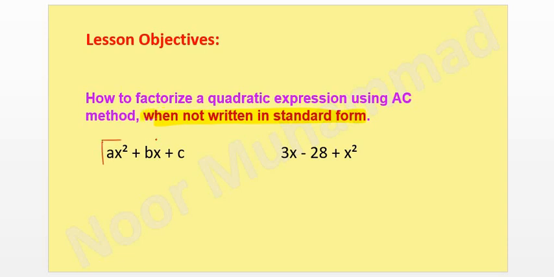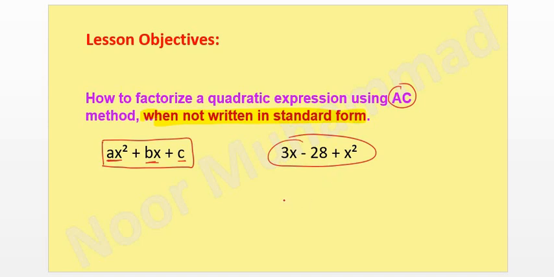Now what is the standard form? The standard form of the quadratic expression looks like this. First of all we have the x squared term, then we have the x term, and then we have the constant number. If you look at this quadratic expression that I have written here, it's not in the standard form. Why? Because the x squared term is not in the beginning, and the x term is not in the middle. Whenever we want to use the AC method, it can be used only when the expression is written in the standard form.